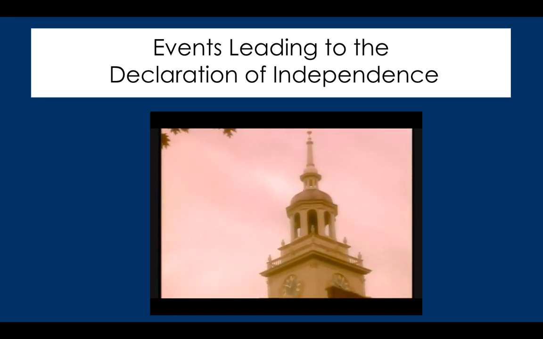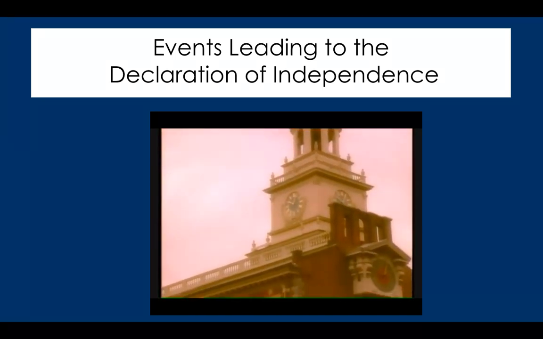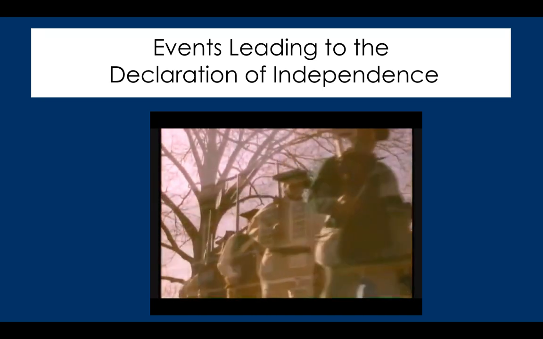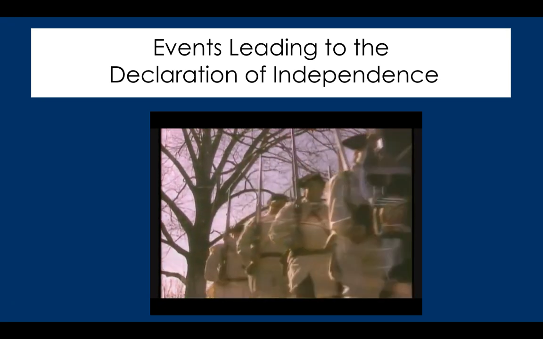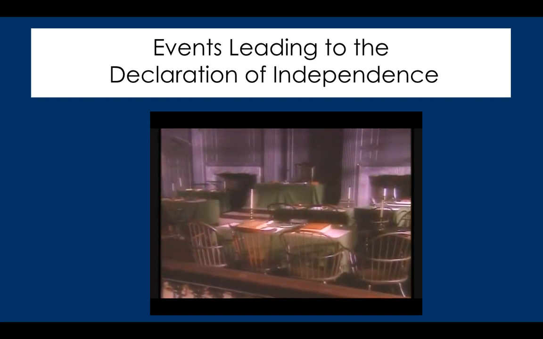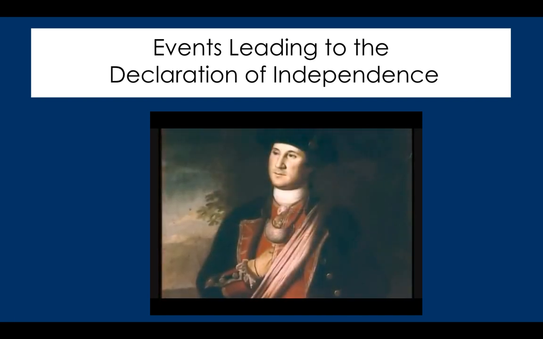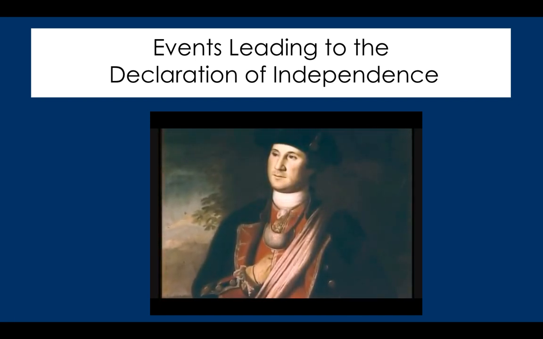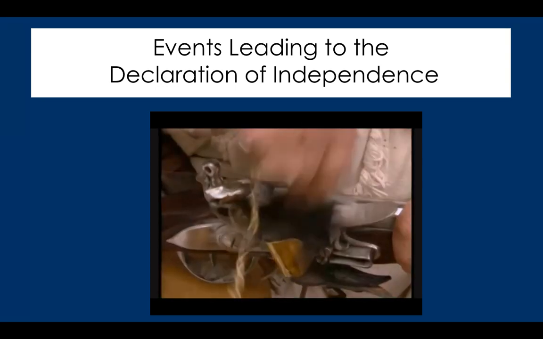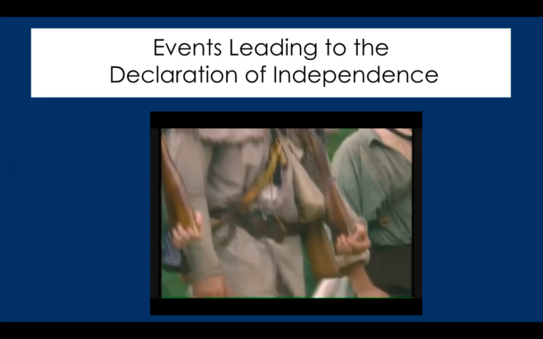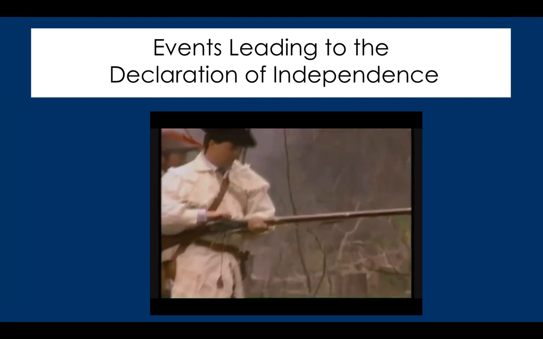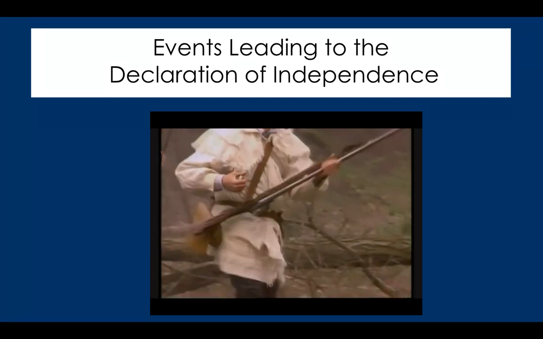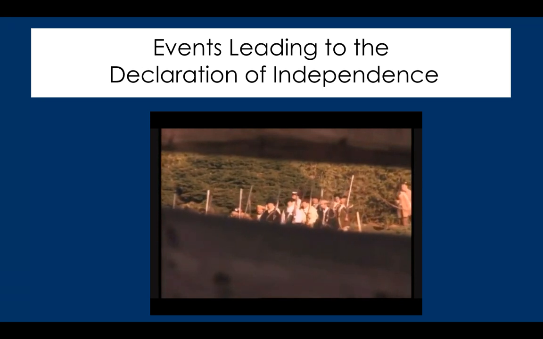Representatives from the colonies gathered in Philadelphia in a meeting called the Second Continental Congress. They voted to create an army to fight the British. George Washington was named the army's commander-in-chief. Despite the fighting, few colonists openly called for independence. Only 1/3 of the colonists were for the rebellion, another 1/3 were against it, and the remaining 1/3 were indifferent.